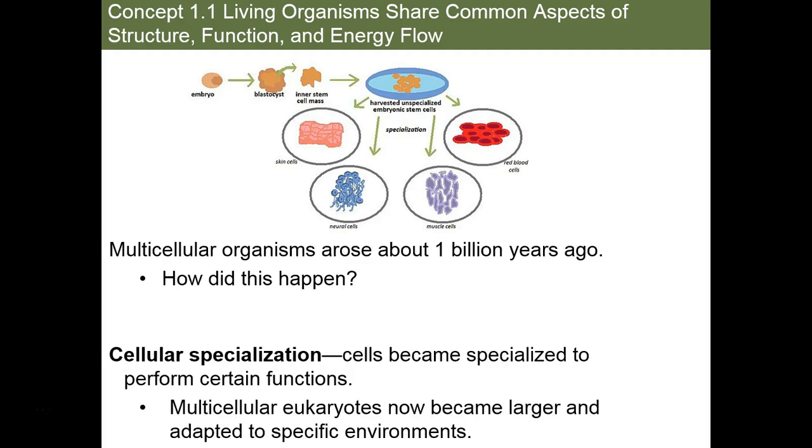After eukaryotic cells developed, multicelled organisms came about 1 billion years ago. Before this, all living organisms were single-celled. So what led to multicellular organisms? Cellular specialization occurred. This is where a cell becomes specialized to perform a specific function. This could be a cell that has specific enzymes for a particular chemical pathway, or a cell with a specific structure to aid in feeding, such as cilia or flagella. Multicellular eukaryotes become bigger and able to adapt to specific environments.